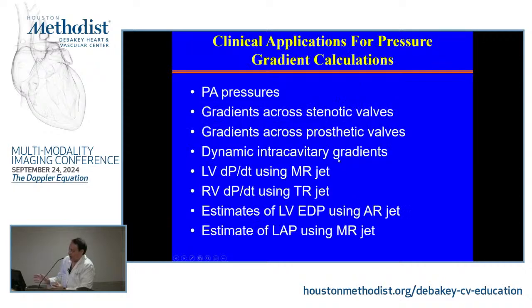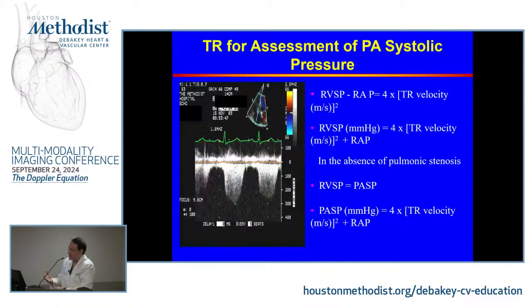So that expression, that 4V squared, has been used for many purposes: PA pressures, gradients across stenotic valves, prosthetic valves, intracavitary gradients, looking at rate of pressure changes during systole and diastole for both ventricles. Can estimate left ventricular end diastolic pressure and left atrial pressure. In the first case, we rely on the AR jet, in the second on the MR jet. It's not perfect, but I will highlight applications that are accurate and that are used day to day.